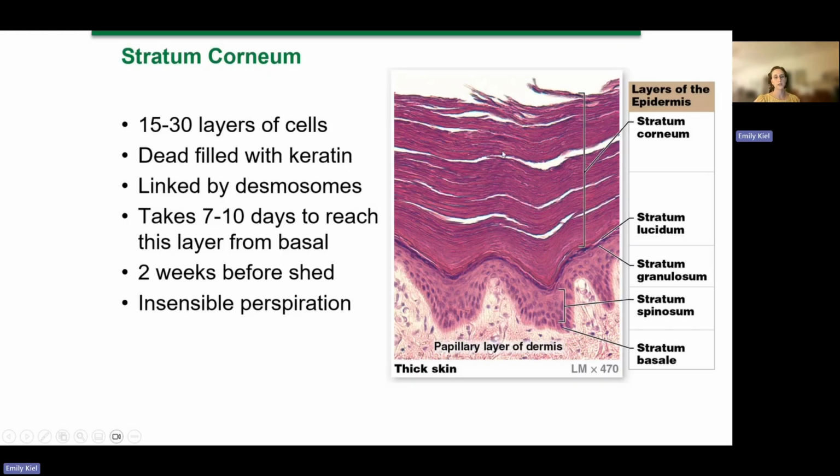And then the stratum corneum is also a location of insensible perspiration. So it's not completely waterproof, it's water resistant. So you will have some fluid loss, not through like a gland or a duct, but just between those cells. And it's not much, it's about 500 milliliters a day. So like half of the fluid bags you might see on TV.